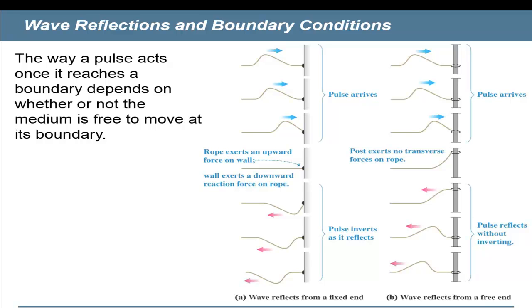Okay, so now let's look at what happens when a wave, or just a pulse of a wave, one kind of up or down, reaches some sort of boundary, maybe reaching a wall or something like that. In this scenario, we'll look at a pulse traveling on a rope or a string, and then it is attached to a wall at one end.